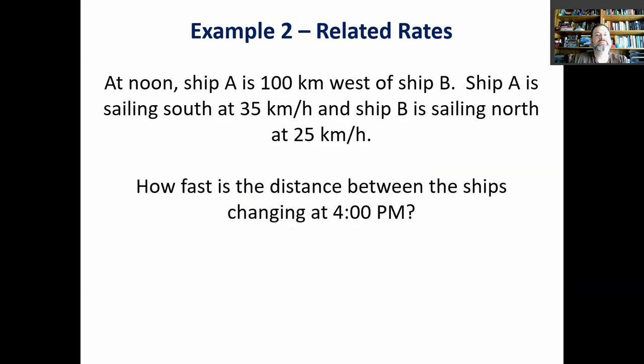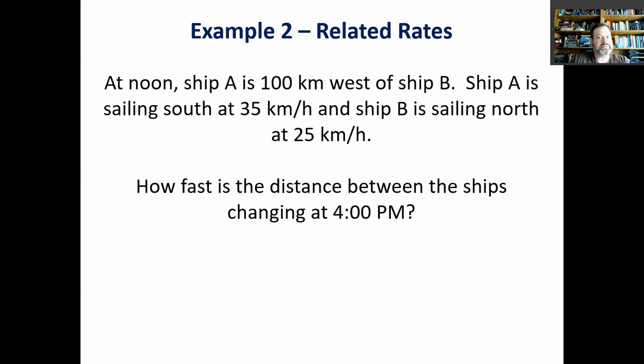All right, let's do another one. As you're going to see, this one is much more complicated, but it's still the same type of problem. At noon, ship A is 100 kilometers west of ship B. Ship A is sailing south at 35 kilometers per hour, and ship B is sailing north at 25 kilometers per hour. How fast is the distance between the ships changing at 4 p.m.?